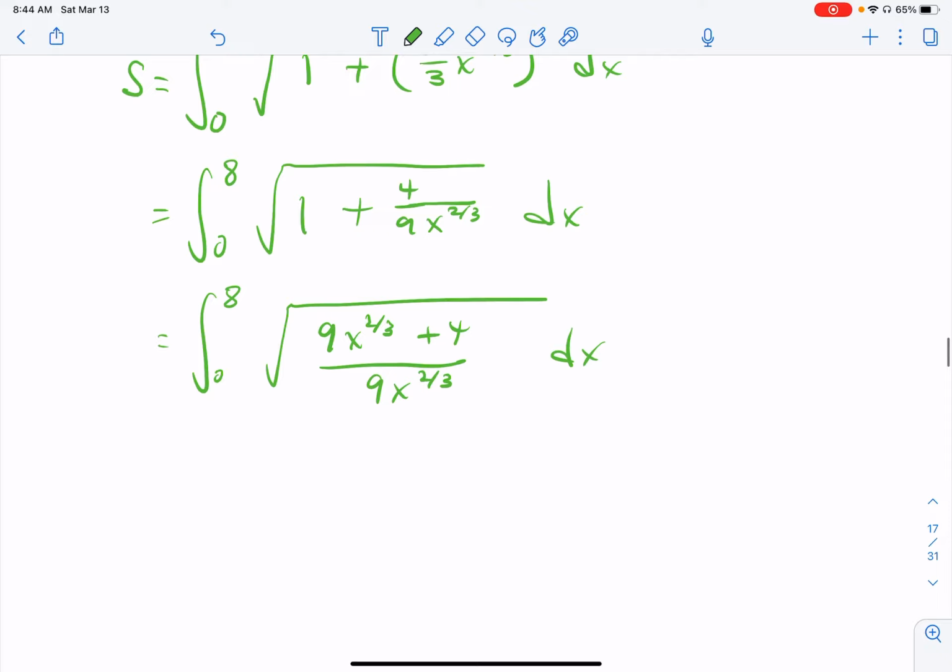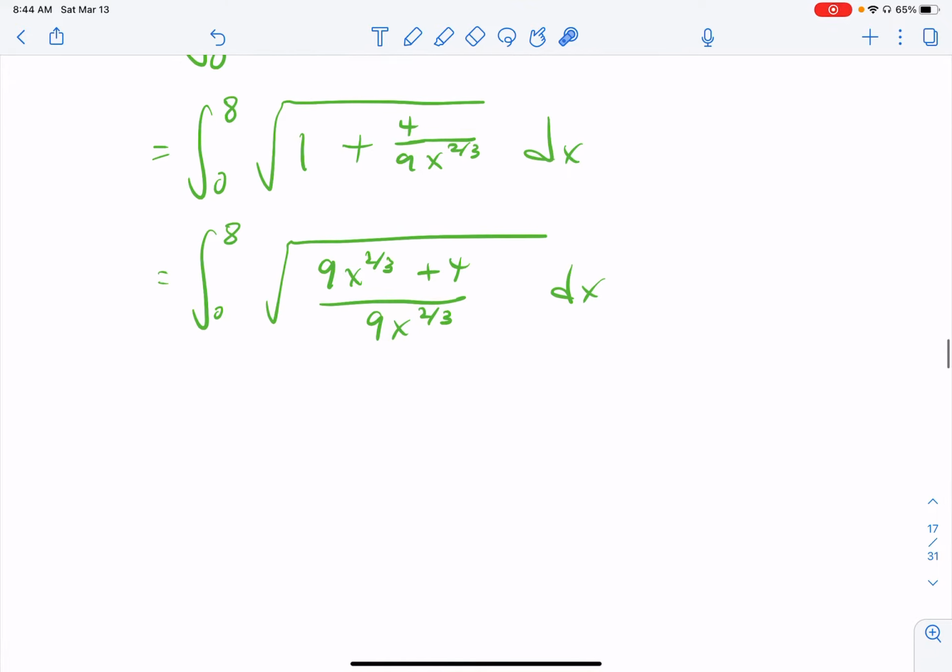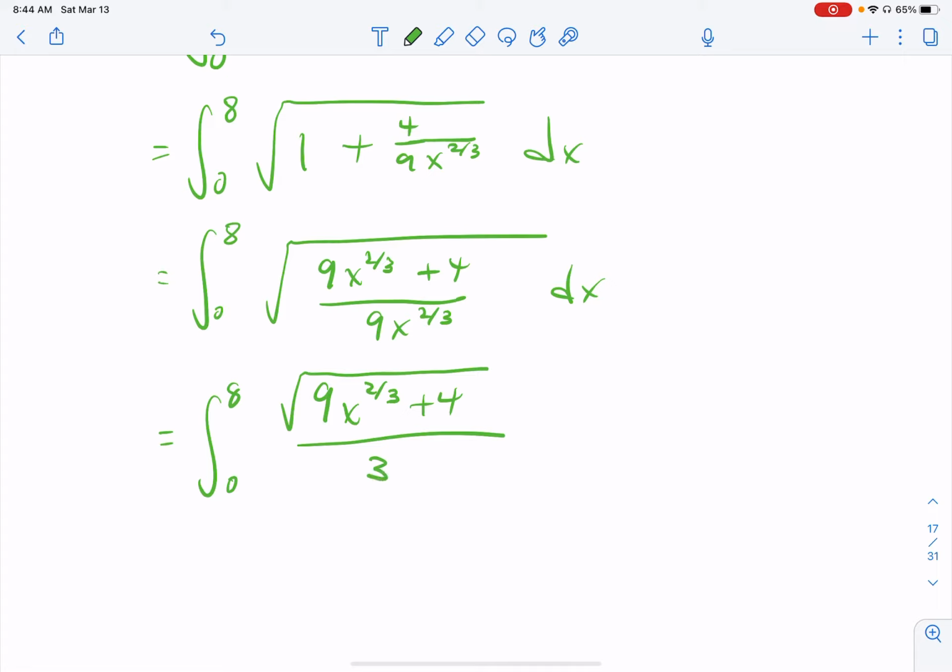Did that make it any simpler? It doesn't look like it, but really it does, because I can break up these two square roots. I can take the square root of the bottom, which is 3 times x to the 1/3, and it should still be positive because we're dealing with just positive numbers. So we should be A-OK. The integral from 0 to 8 is the square root of 9x to the 2/3 plus 4 on top, over 3x to the 1/3, dx.